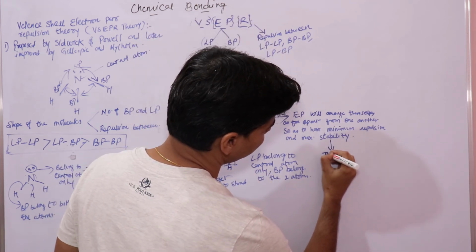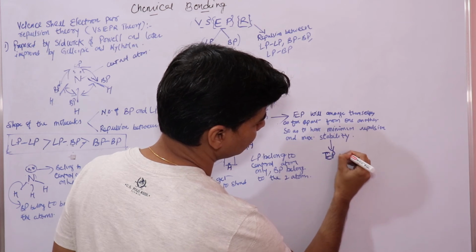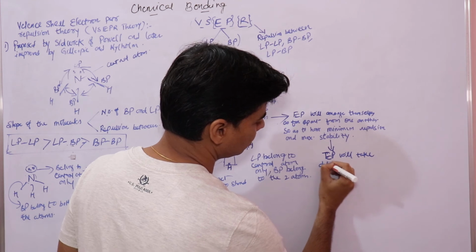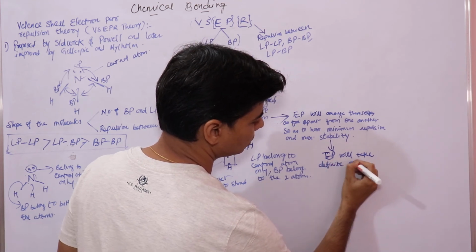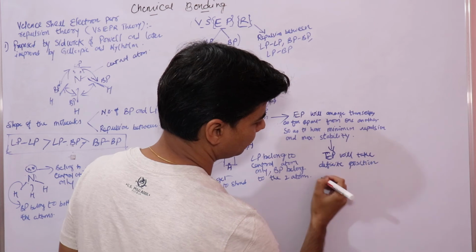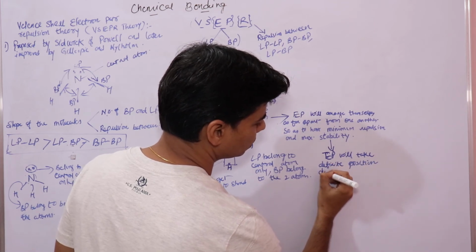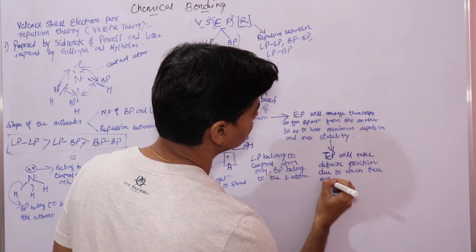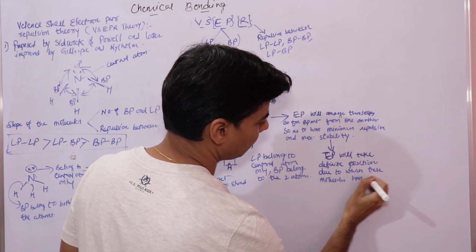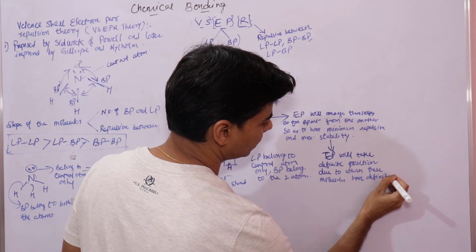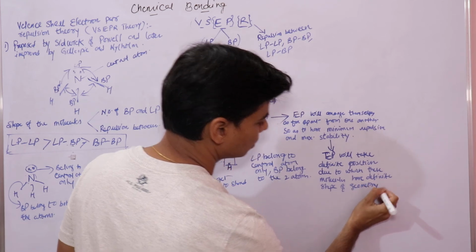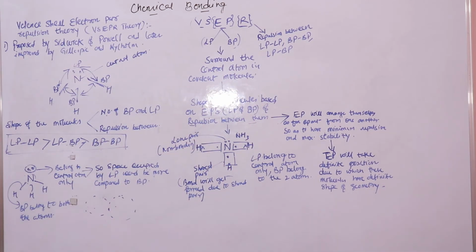So these electron pairs, due to this repulsive force, will take definite positions, right, due to which these molecules have definite shape and geometry, right? This is the reason why every molecule has definite shape and geometry, right?